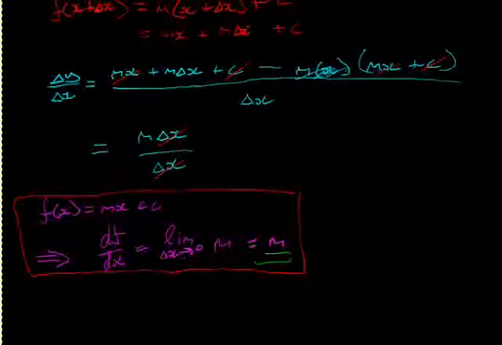And I'm just going to put a little box around that because that's our answer. Which is of course what we expected, because it's characteristic of a straight line that its gradient is constant everywhere, and equal to m in the equation for a straight line, f of x equals mx plus c.